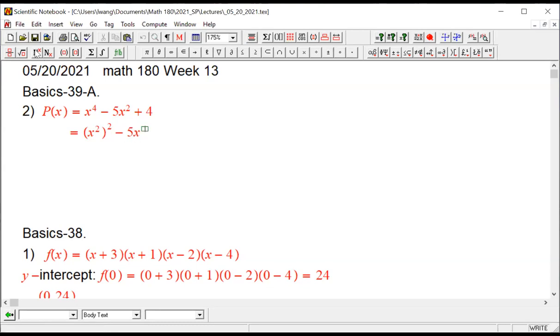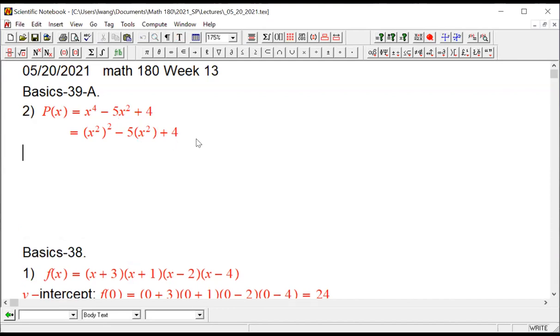Times 5x squared plus 4, right? So you have a u. You're right, this is a u. If you see it that way, this is the factoring of a quadratic. For academic applications, you guys are in academics right now, quadratics are just one of those functions that show up over and over again.